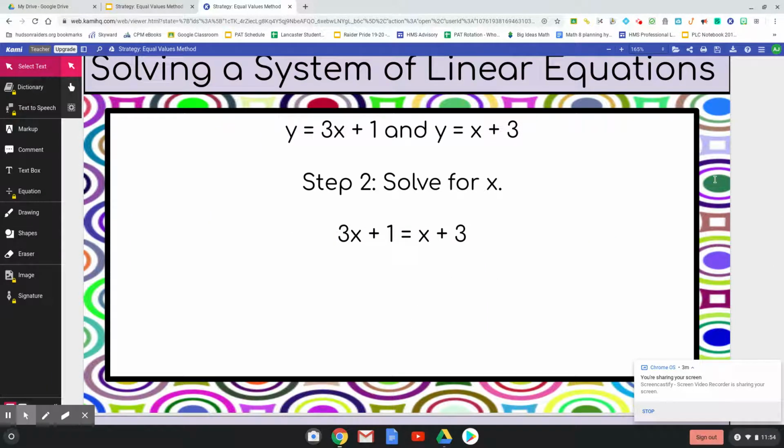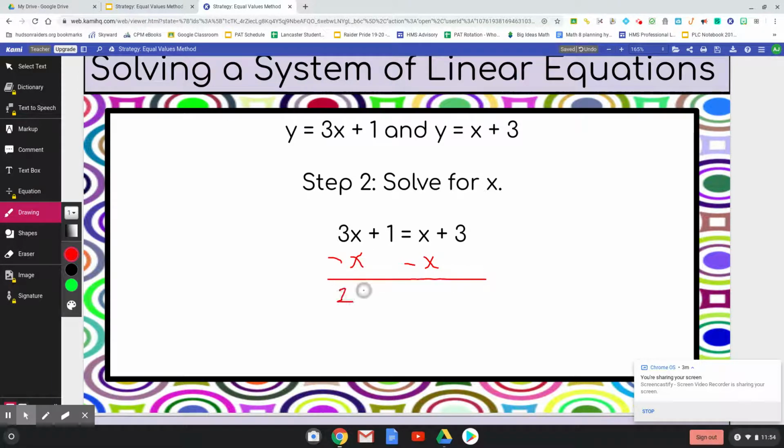Step 2 is, now that we have an equation with one variable, we can solve for x. I'm going to subtract x from both sides of my equation. That leaves me with 2x plus 1 equals 3. Now I move the 1 to the other side, and I'm left with 2x equals 2. If I divide both sides by 2, I get x equals 1.